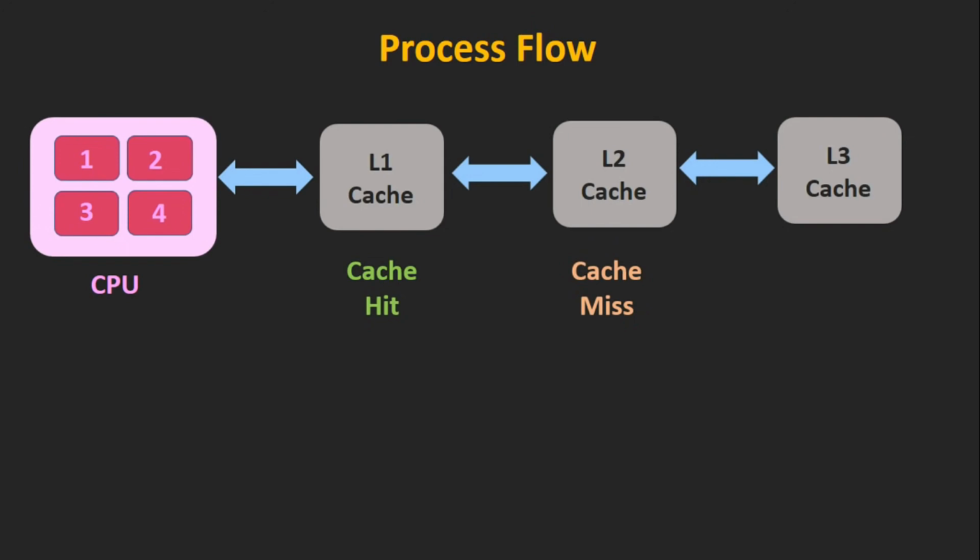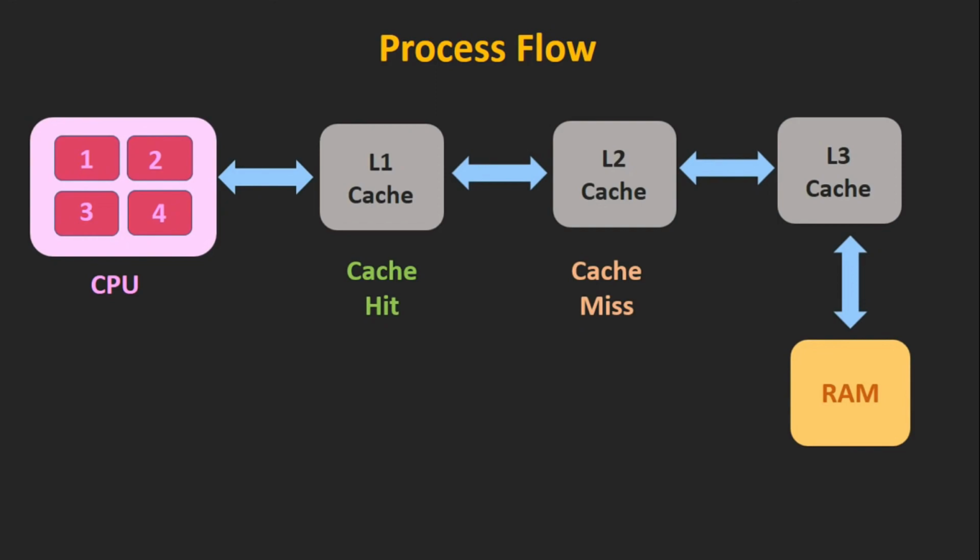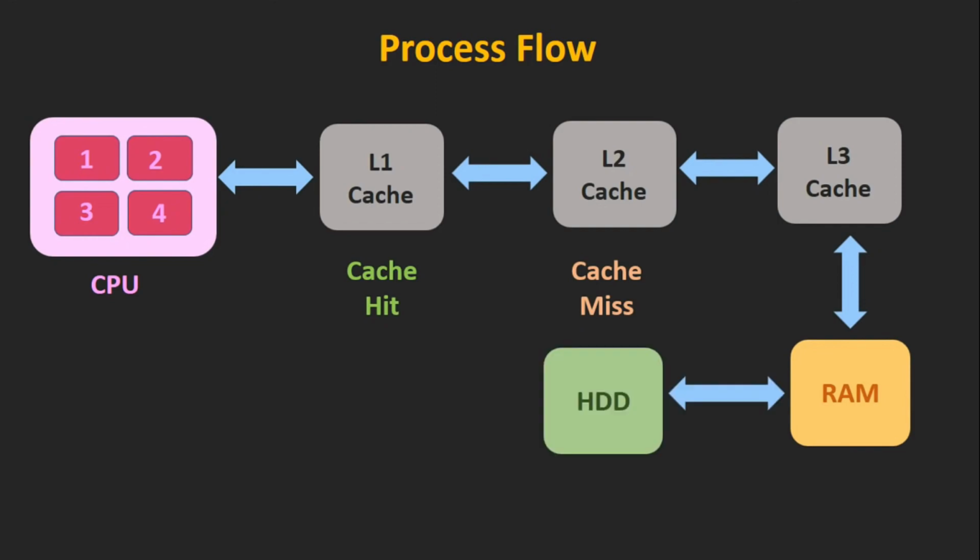Suppose the data is unavailable in the L3 cache, the CPU will look inside the random access memory or RAM, and still, if it doesn't find the data inside the RAM, then it will get that data from the hard disk drive.